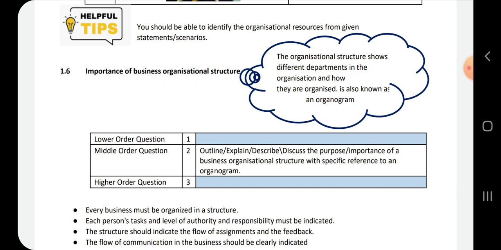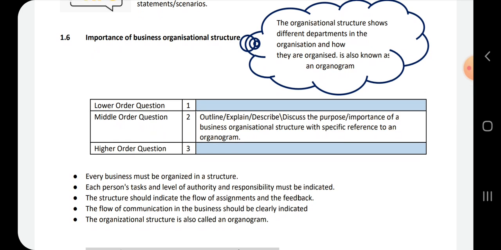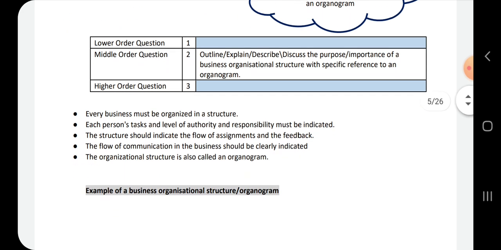The organizational structure shows different departments in the organization and how they are organized. It is also known as an organogram. The importance of a business organizational structure is that it is also known as a business organogram. So it is an organizational structure that shows different departments. That's why it's important. So what is the importance of organizational structure? It shows the different departments in an organization and how they are organized. With regards to organizational structure, you can be asked to outline, explain, discuss or describe the purpose or importance of a business organizational structure with specific reference to an organogram, which means you should draw an organogram.